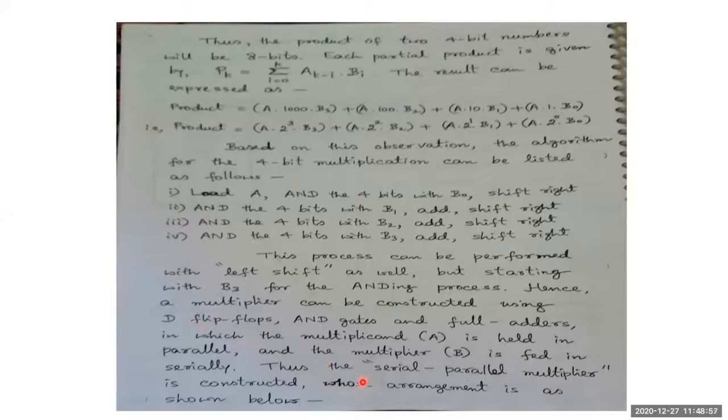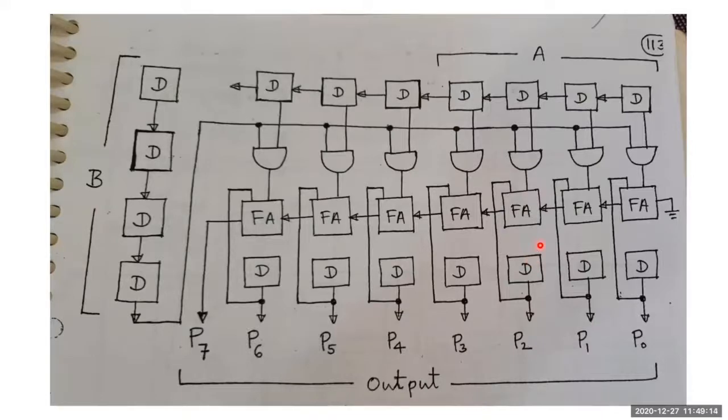So therefore we call this multiplier as the multiplicand is held in parallel manner and the multiplier is held in serial manner. We call this kind of multiplier also a serial parallel multiplier. Let us see this construction. This is the construction of this particular multiplier. You can see here all the D flip-flops which are used for this one.